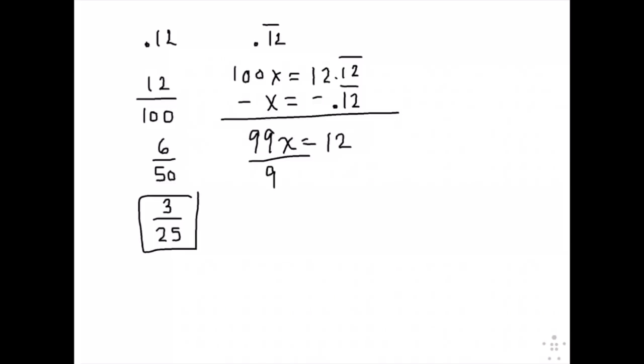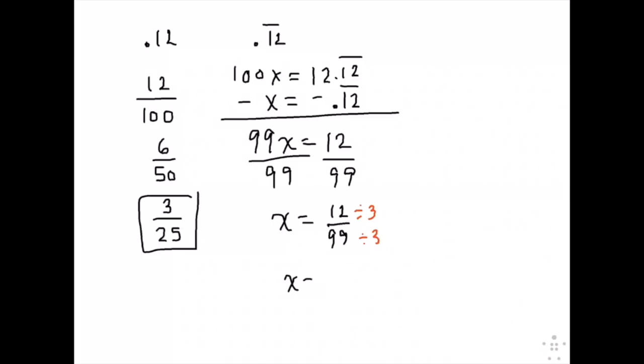So now I divide both sides by 99, and I get x equals 12/99. And that is the fraction that represents 0.12 repeating. If you type that into your calculator, you would get 0.12121212. However, this is not reduced, because quickly you see that they both have a common factor of 3. 3 goes into them. So you always have to reduce your fractions.